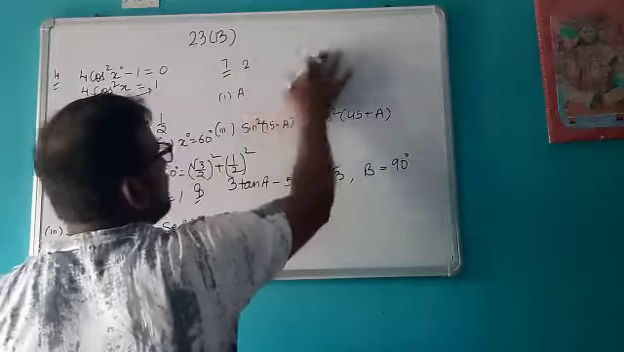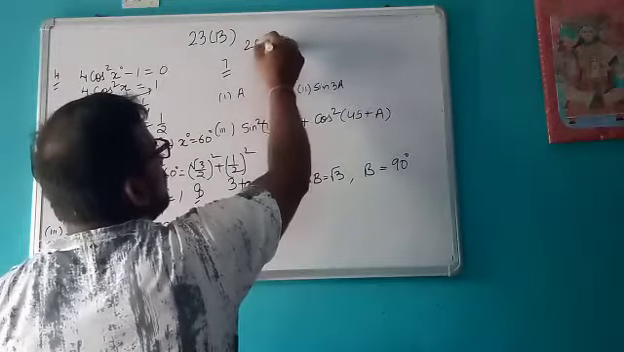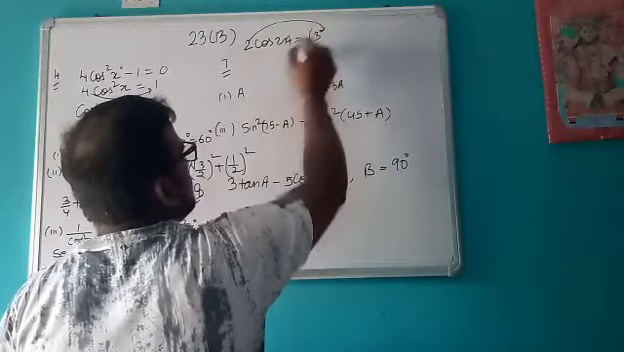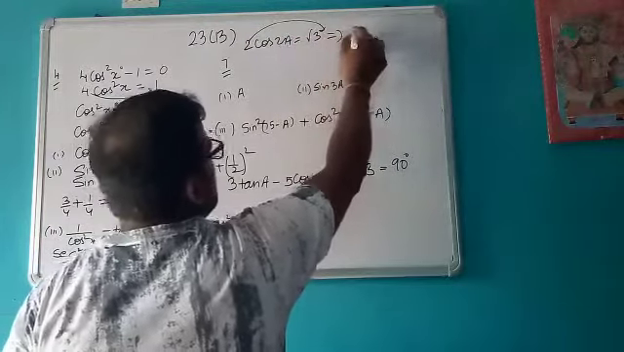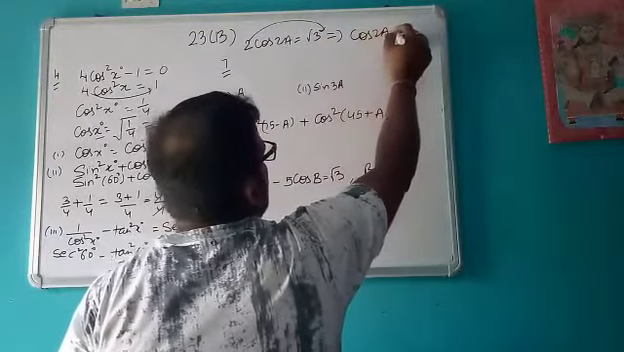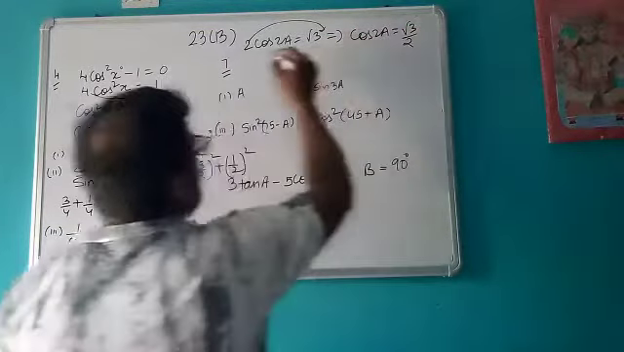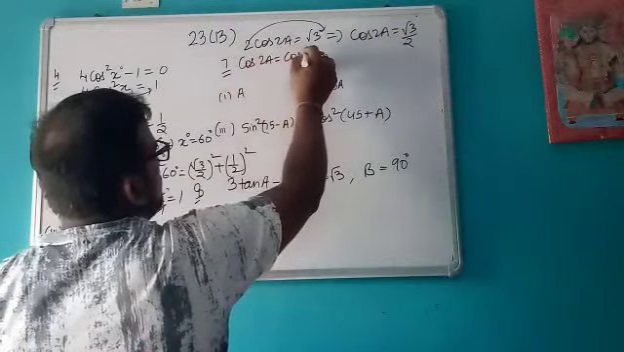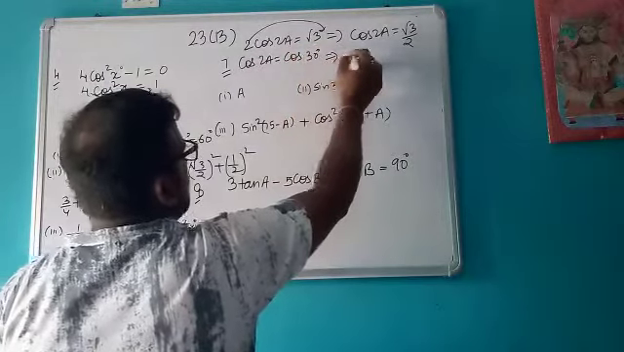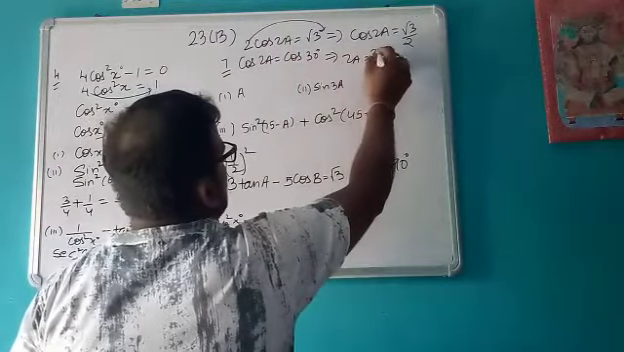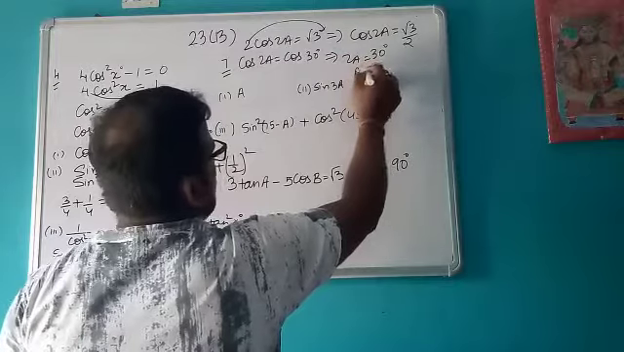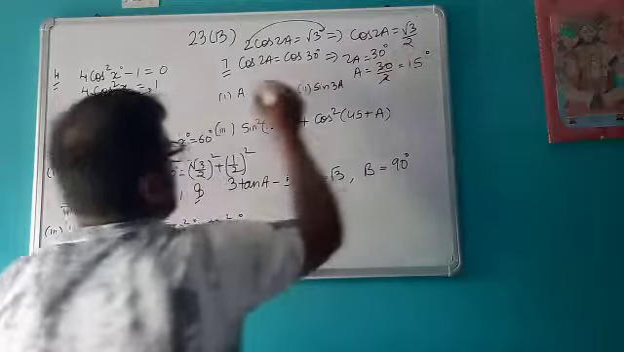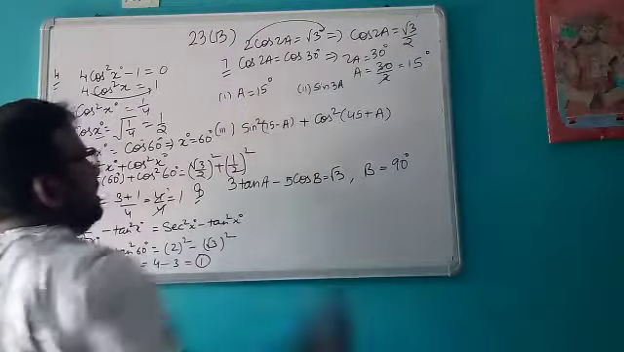So 2 cos 2a is equal to root 3. Then what we will do next? The 2 will come here, so it becomes cos 2a is equal to root 3 upon 2. And when is cos root 3 upon 2? When it is 30 degree. That means what is 2a? 2a is 30 degree, and what is a? 30 upon 2, that is 15 degree. So this is 15 degree.